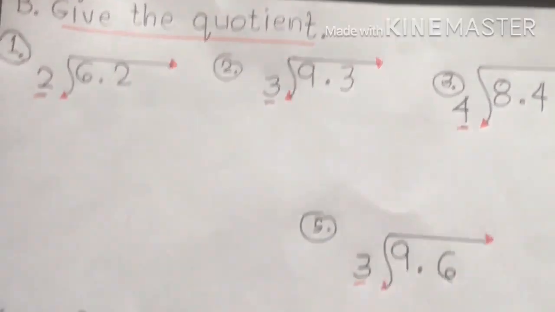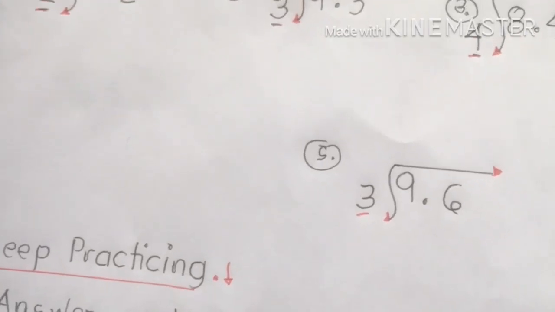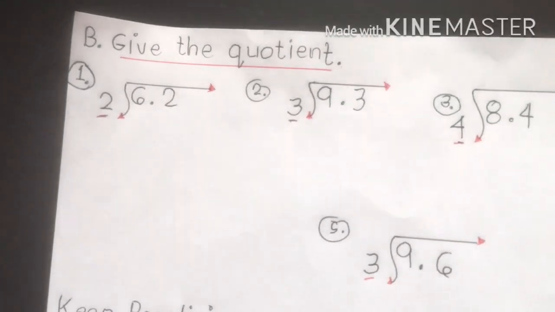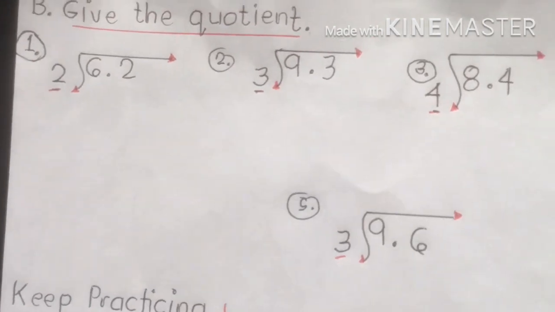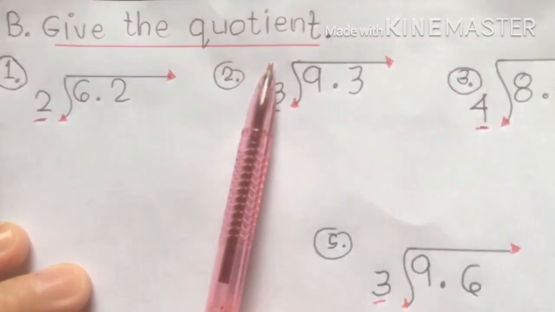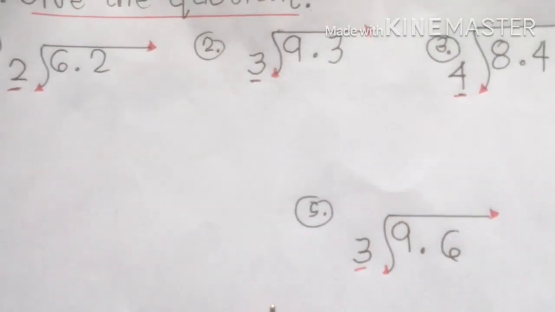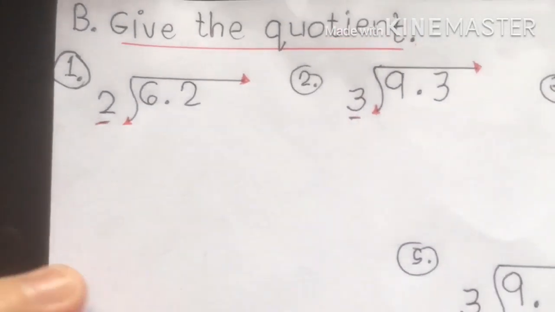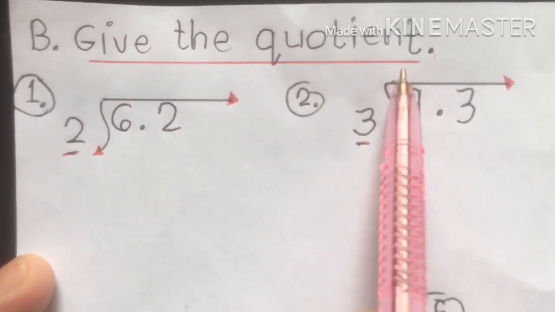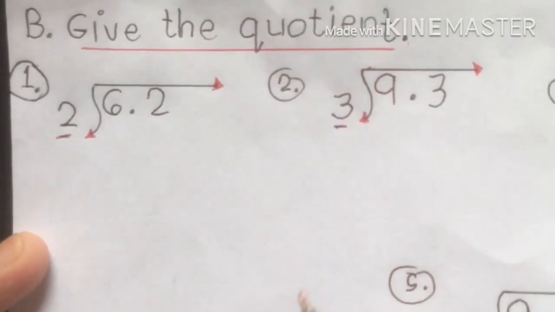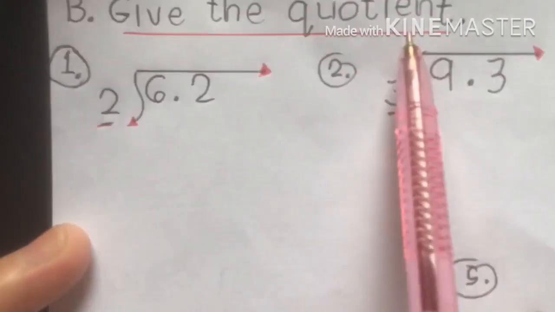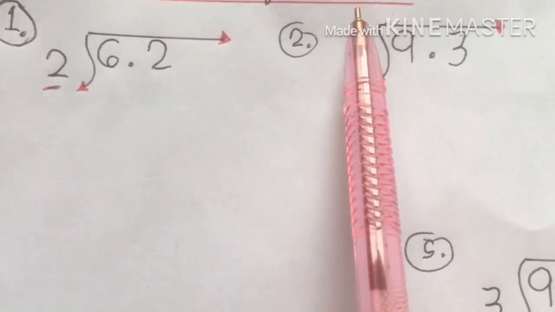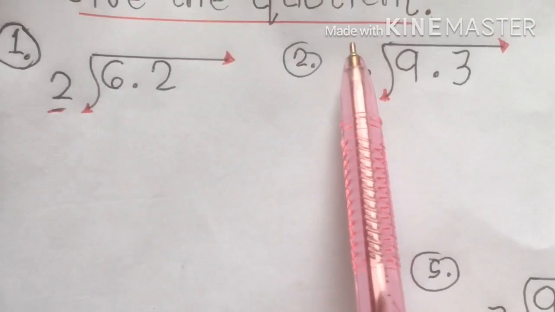Okay, so that was part A. It's 1 to 4. Next, letter B, give the quotient. That is 1 to 5. Okay, next, here we go. Give the quotient. That means to say, my dear viewers, you are going to divide when we see quotient. Quotient means the answer of the given equations. Let us solve first number 1.